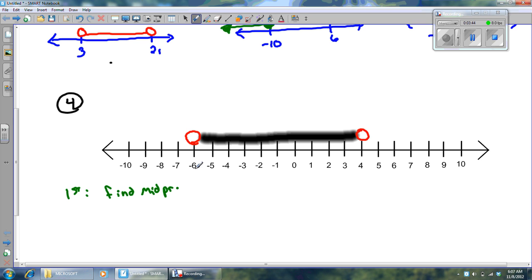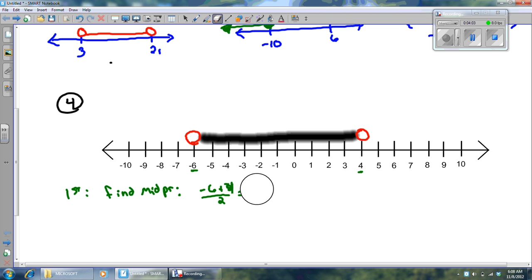All right, I'm going from negative 6 to positive 4. I don't know if you know this, but to find a midpoint, you can add the endpoints and divide by 2. I mean, all I'm doing is finding the average, right? Oops, I wrote a 2 there. I should have written a 4. All I'm doing is finding the average.